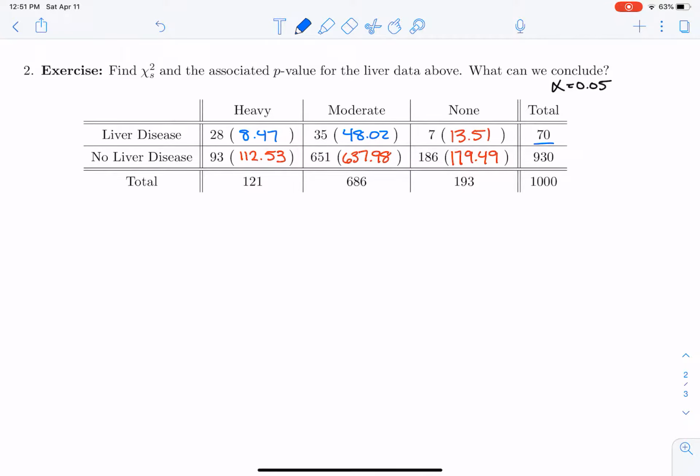Okay, that tells me that the degrees of freedom in this case is going to be r minus 1 times k minus 1. So that's going to be 2 minus 1 rows by 3 minus 1 columns, which gives me 2.